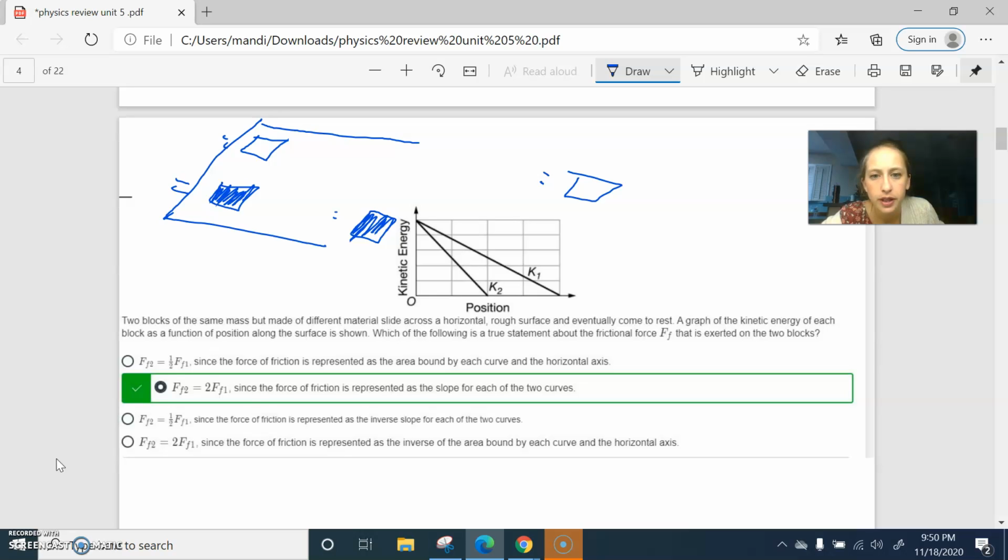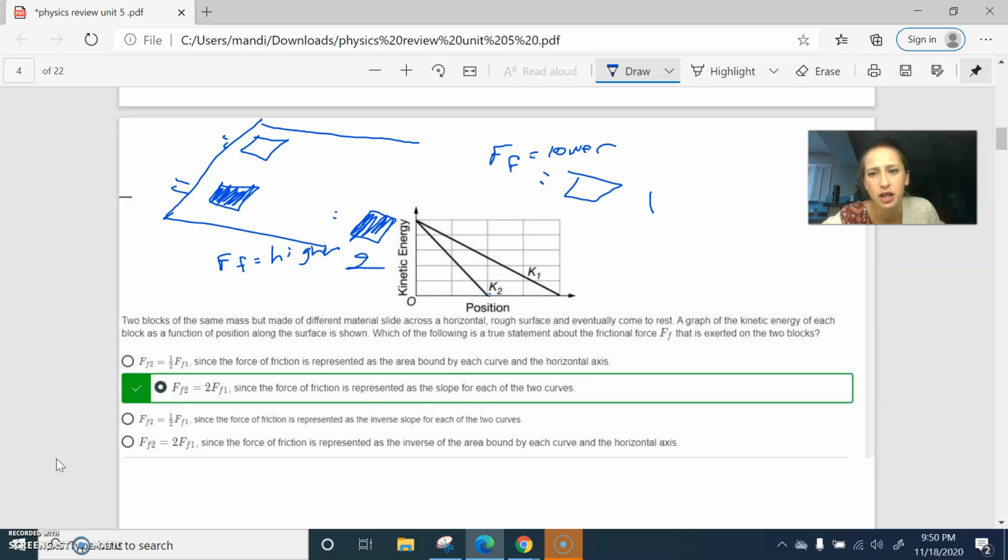So this one came to a stop sooner. So this is the second one. This one went further, so this one was slicker. So force of friction is lower. This one came to a stop pretty early, so friction is higher. Maybe this one was made of sandpaper and this one was made of like ice. I don't know. Okay. Which of the following is a true statement about the force on the 2 blocks?